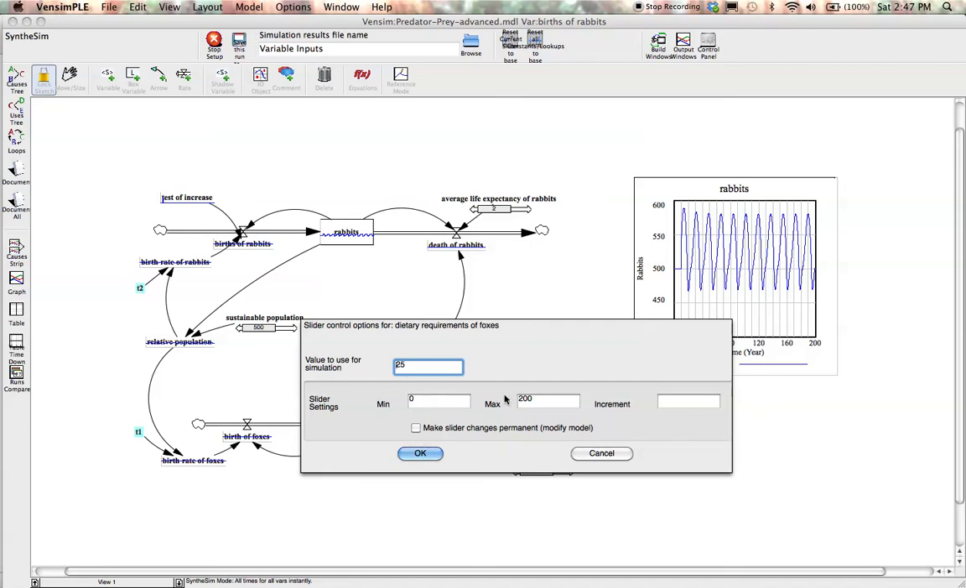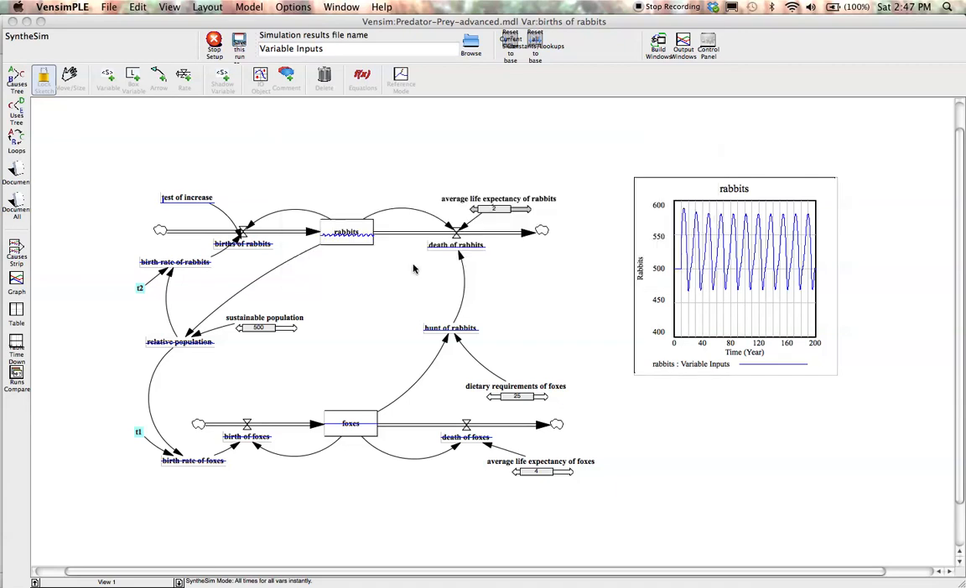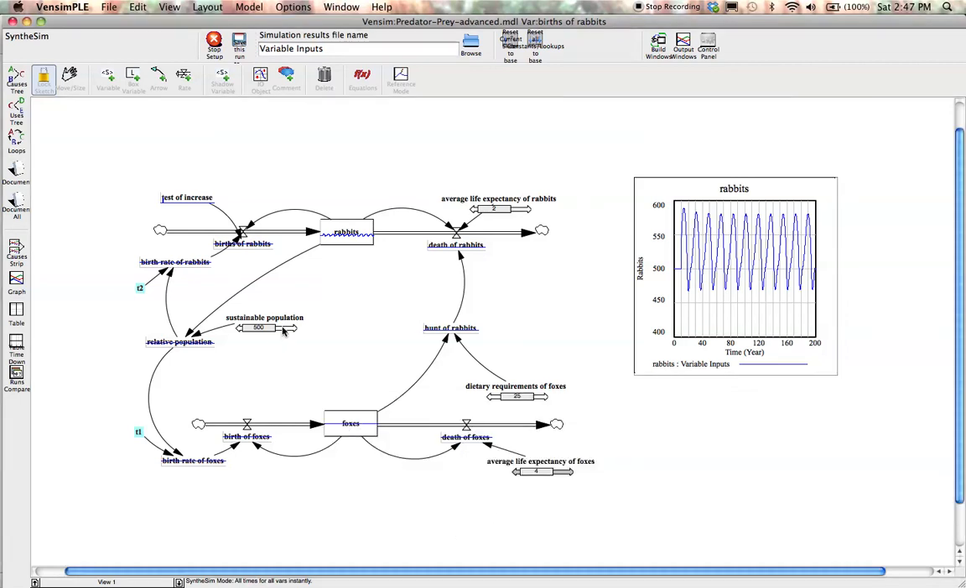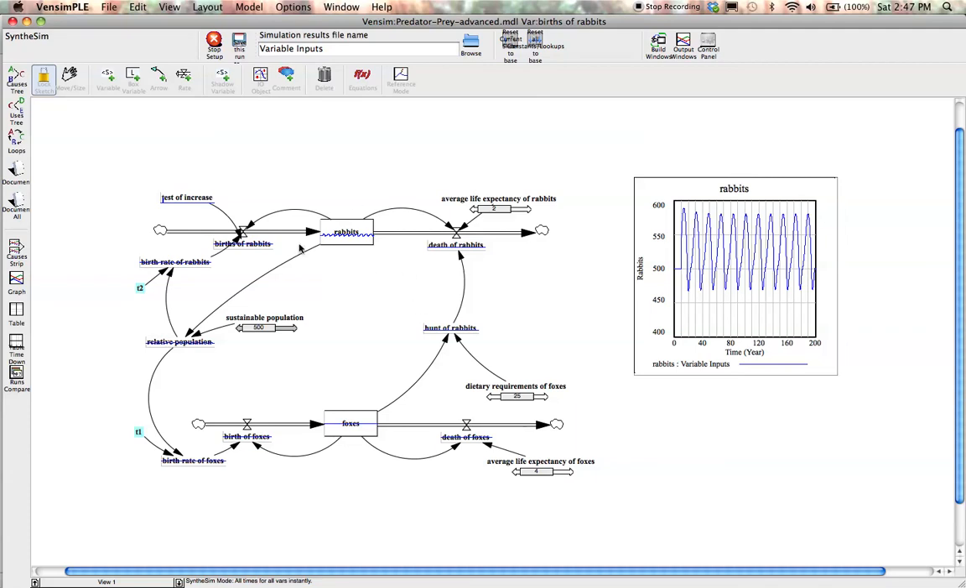I let it vary from 0 to 200, but I can just say let's vary between 0 and 50 if you want to restrict it, and then it'll give you less leeway. You can do the same with all of these: 0 and 10 for the life expectancy of rabbits, which is probably okay. For foxes, between 0 and 20, that's probably okay. And for sustainable population, between 0 and 3,000, which is probably fine. Then you can start running and see what the impact is. Okay, so it's a nice predator-prey model for you, and I hope you can play with it and learn some more. And we'll move on to the next example now.